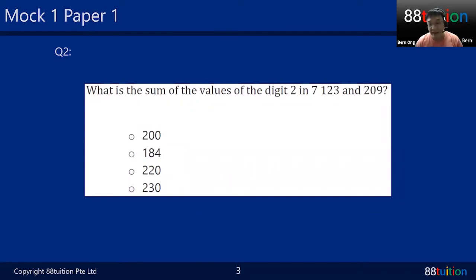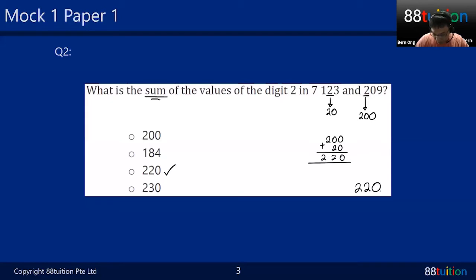What is the sum of the values of the digit 2 in 7,123? When you read it out, this 2 actually means 20, and the other 2 represents 200. They're looking for the sum. Sum means plus. So you take 200 plus 20. You can do your working like this. 0 plus 0 is 0, 2 plus 2 is 4... the answer is 220.